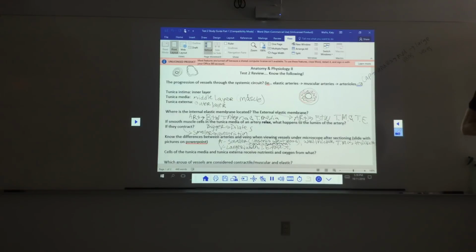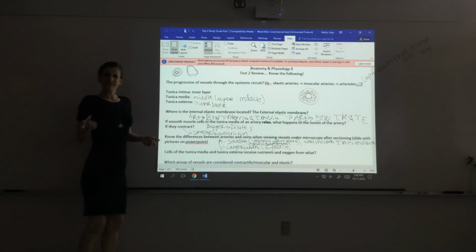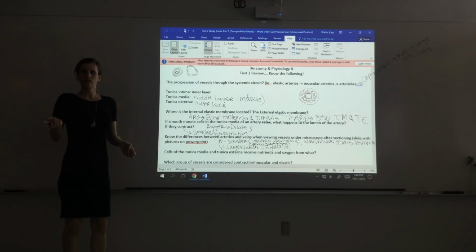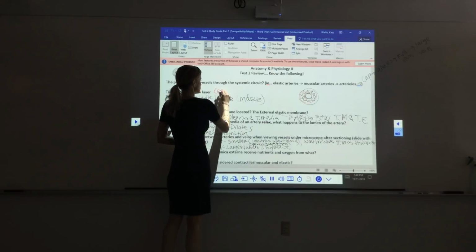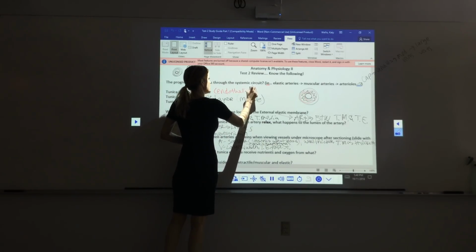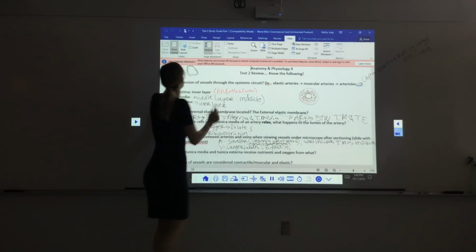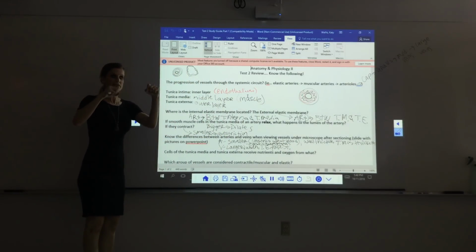What is the endothelium, by the way? Simple squamous cells, right? But where is it? The inside, right? When we look at the tunica intima, essentially that's made up of a really thin membrane that we call the endothelium. When we look at arteries and veins, the endothelium looks different when we section them, right? What's the difference?